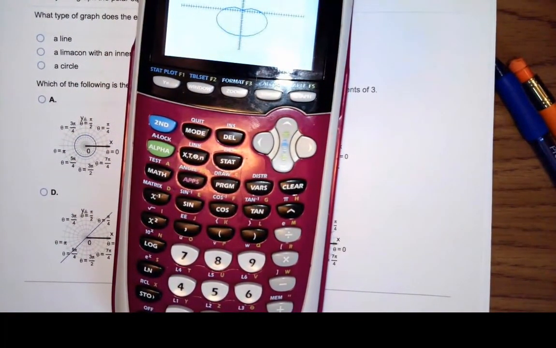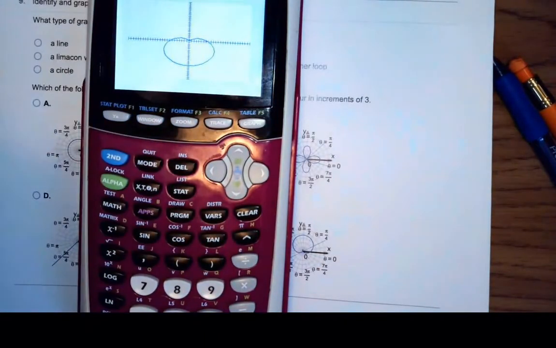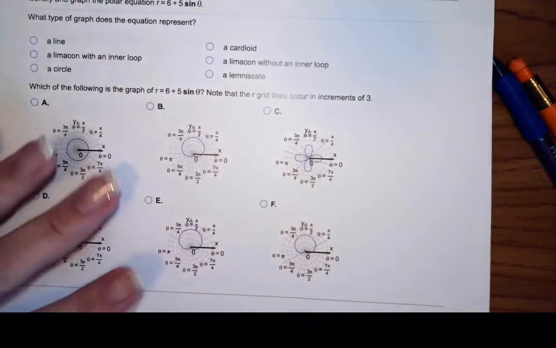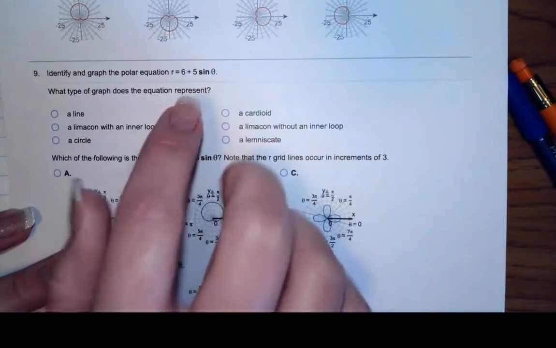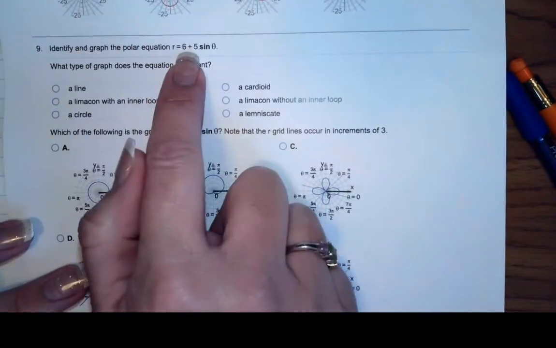So I have a cardioid that is symmetric to the line theta equals pi over 2, because I can fold it on what would have been the y-axis, okay? And then you know that it's going to be floating a little bit underneath. So that means that you can identify these.